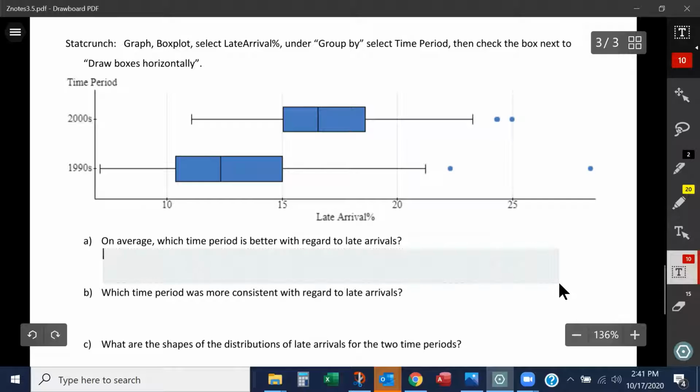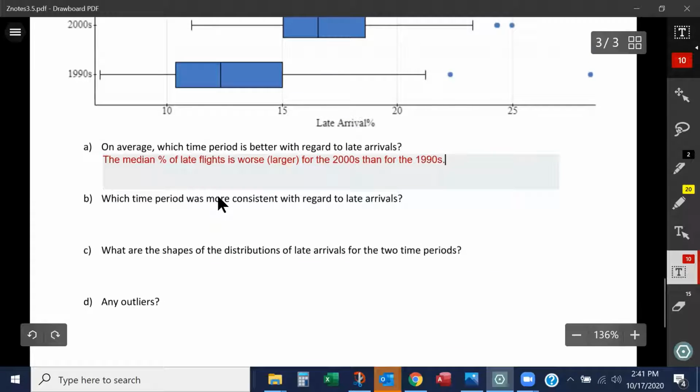So let's say here, the median percent of late flights is worse, larger, for the 2000s than for the 1990s. So that answers our question. So on average, we use the median, which is the center line in the box.